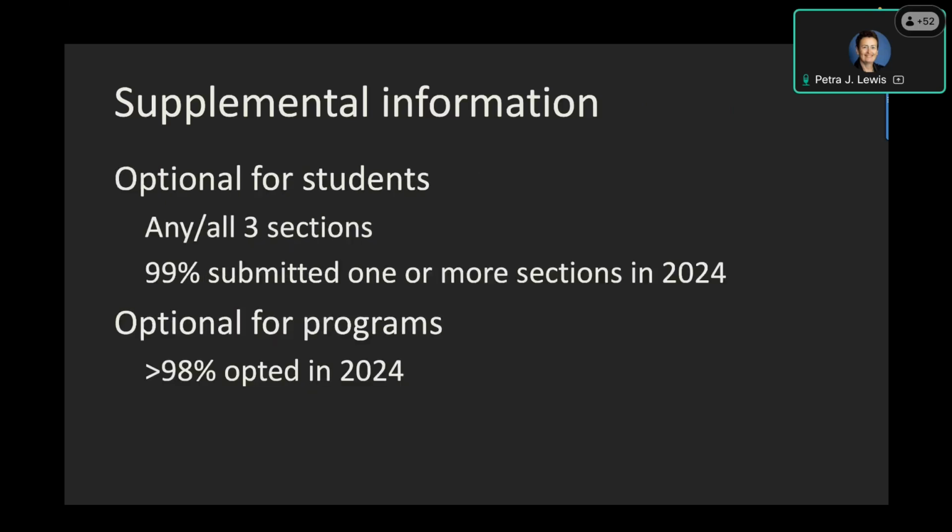They are optional for students. You can put something in every section, none of the sections, or just one of the sections. You can decide. And as you'll find out in a minute, we don't know if you haven't put stuff in. However, 99% in 2024 submitted in one or more sections, so clearly most do. They are optional for programs too, but 98% opted in 2024. I don't have the numbers for 2025, so most of us do.